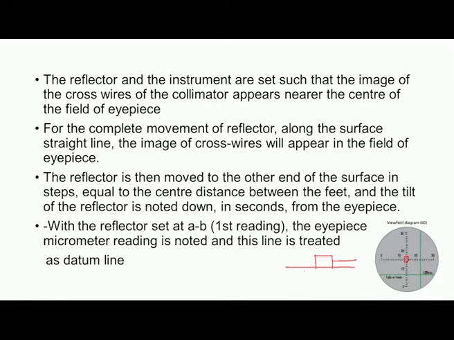If there is any error like this, then this is the incident ray and the reflected light will fall like this. There will be some angle theta. So, the light spot we get here, and this reading we have to take. At all locations we have to take this reading.